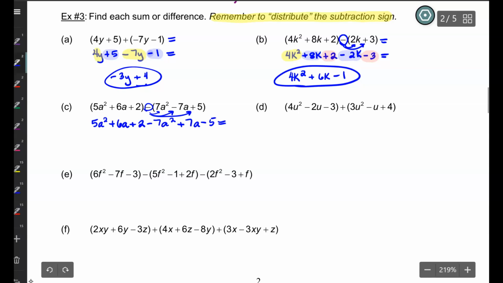Again, if you want to pause it and try these on your own and check to see if you got them correct, that's fine. 5a squared and a -7a squared gives us a -2a squared. Remember, we're combining the coefficients. Plus 6a plus 7a is going to give us a plus 13a. And lastly, I have a plus 2 and a -5 gives us a -3.